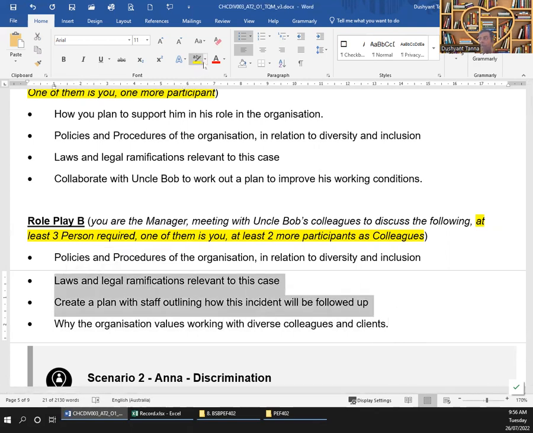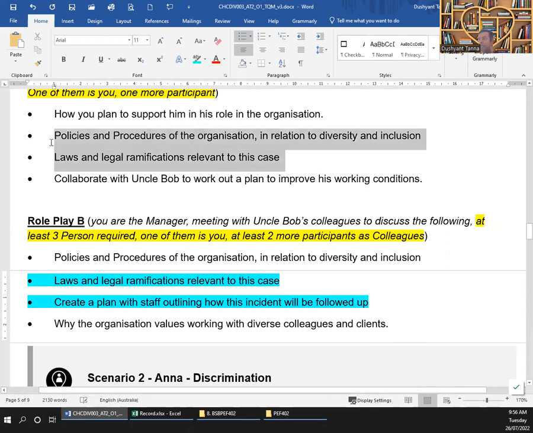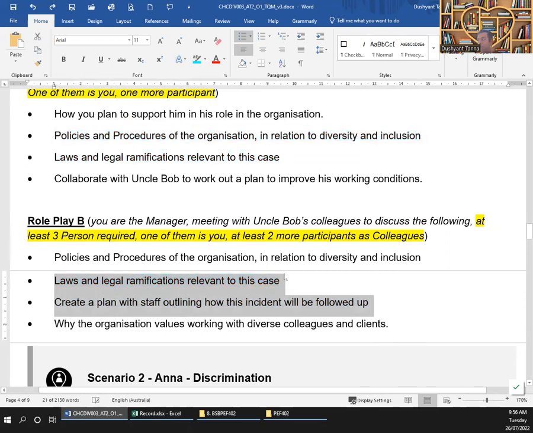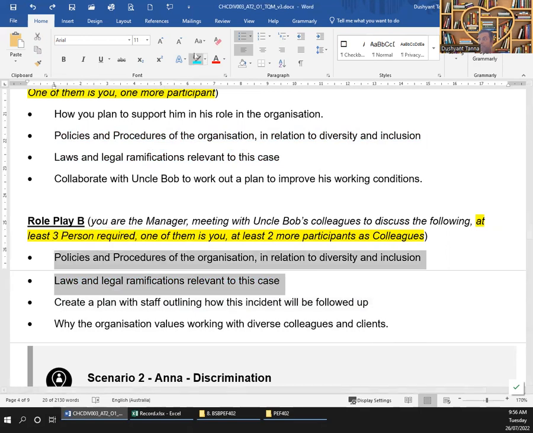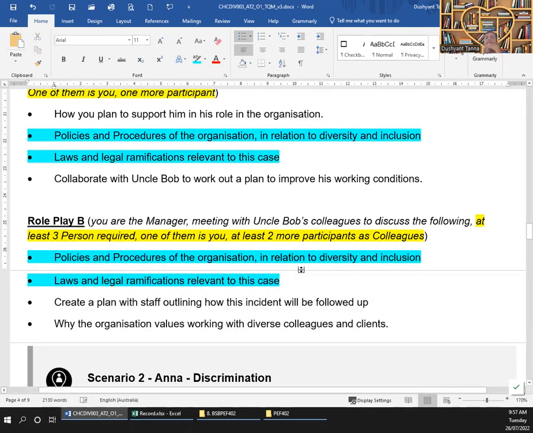These 2 points I will highlight a bit differently. Policy and procedure and laws, yes, these two, they're the same. So you can repeat some portion of the script, which is great. Reduces your burden.